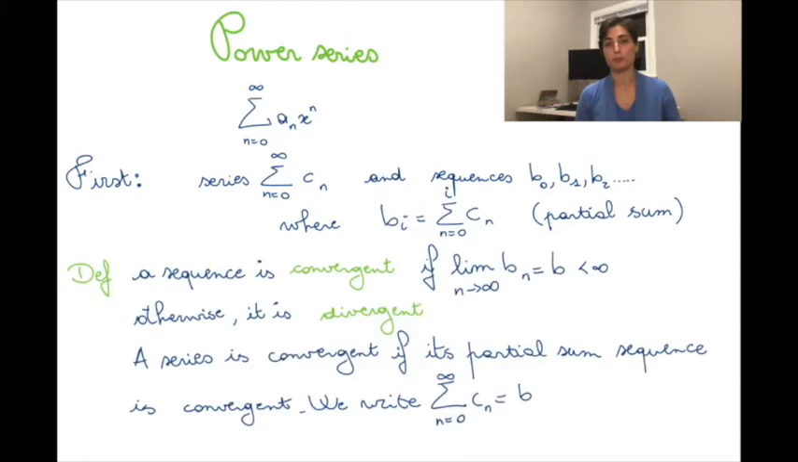The reason why we're looking at it is that we say that a sequence is convergent if the limit of the sequence itself, so if you go to infinity through the sequence, is a finite number. Otherwise, it's called divergent. The otherwise means that either the limit does not exist or the limit is infinity. In both cases, it's called divergent. Then a series is convergent if its partial sum sequence is convergent itself. In the case in which that is true, then we write that the series is equal to the limit of the partial sum sequence connected to it.